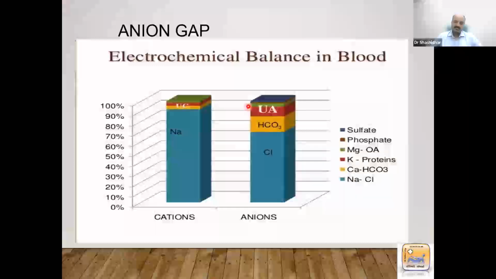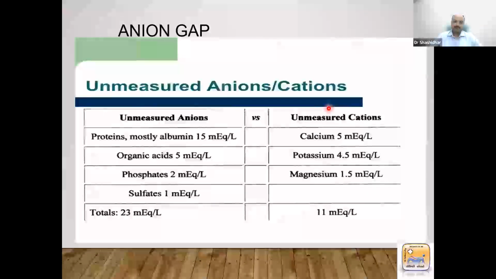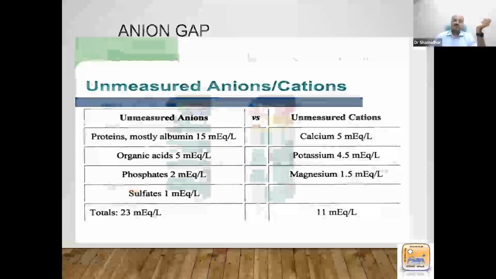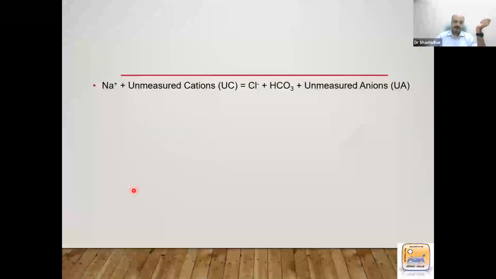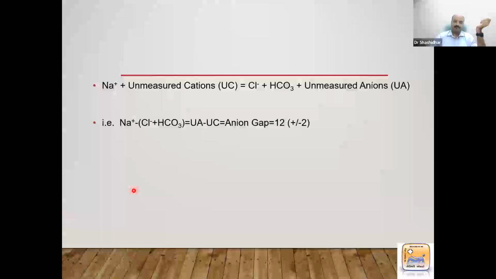What are these? These are in red. Unmeasured cations are low, unmeasured anions are high. That's why it's called the anion gap. So total unmeasured anions, if you roughly put a sum of all this, would be about 23. Unmeasured cations, which normally we don't measure, calcium, magnesium, if you take only sodium, then it will be 11. So the difference between 11 and 23 would be 12. So the anion gap normally is about 12 milliequivalents per liter. Right?